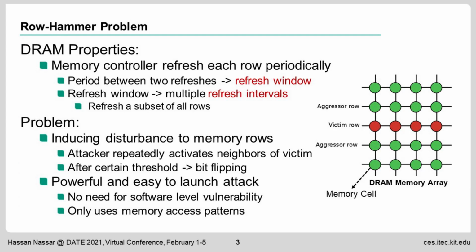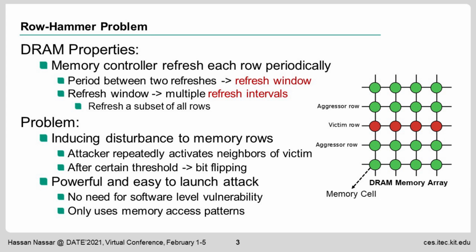So, what is the row-hammer problem? The memory controller periodically refreshes all the rows. The period between two refreshes of the same row is called the refresh window. The refresh window consists of multiple refresh intervals in which a subset of the rows is refreshed. That's where the row-hammer problem comes in.